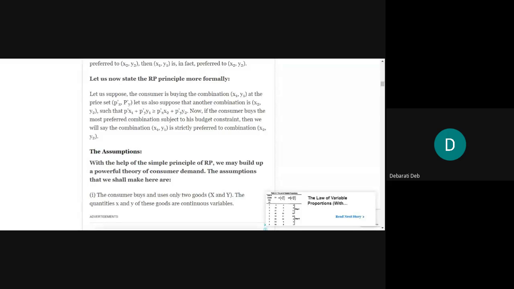Now, if the consumer buys the most preferred combination subject to his budget constraint, then we will say the combination x1 y1 is strictly preferred to combination x2 y2. These are notated with symbols, which is why you may face some trouble understanding, but it is the same concept. The total price of the first combination is more than the second, and since the consumer is buying the first combination, it indicates that the consumer is buying the most preferred combination subject to his budget constraint.